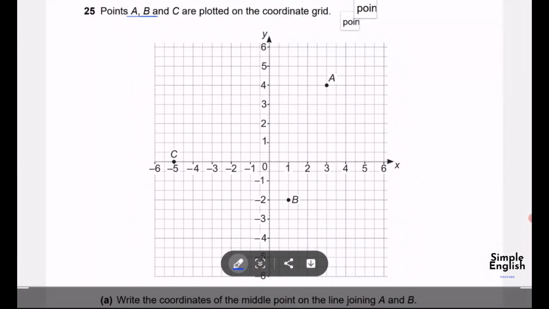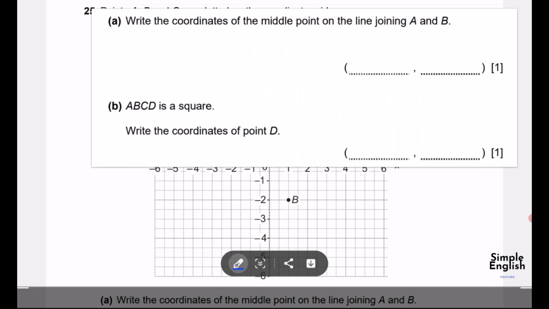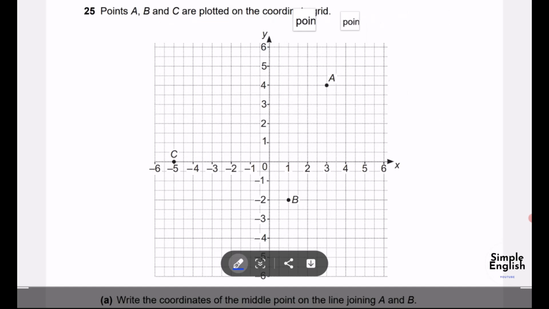25. Points A, B, and C are plotted on the coordinate grid. Here we have 3 points. So what do they need us to do? Write the coordinates of the midpoint of the line drawn between A and B. Midpoint of A and B, here.